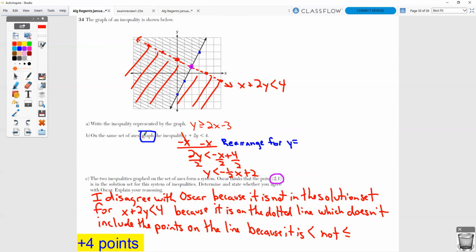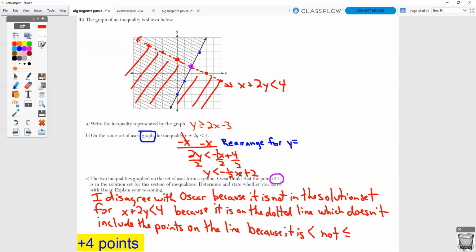Letter B says, on the same set of axes, graph this equation. Well, in order to graph that equation, we always have to have equations set equal to y equals. So I want to rearrange it by doing -x and -x, divide by 2's. Be careful, there's really a 1 in front of this x, so this becomes -1/2 x plus 2, and y is less than that.